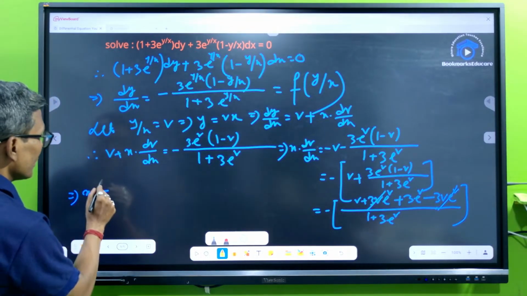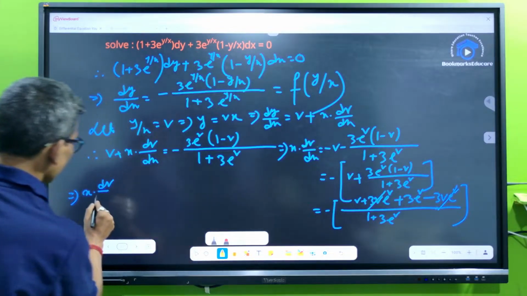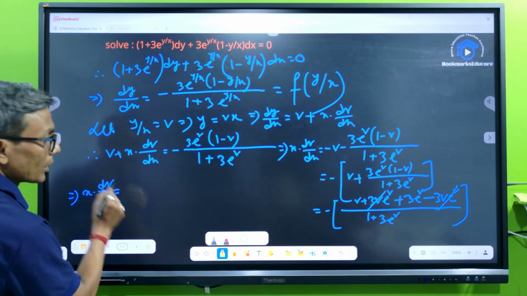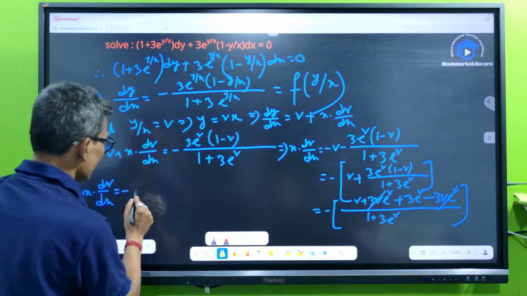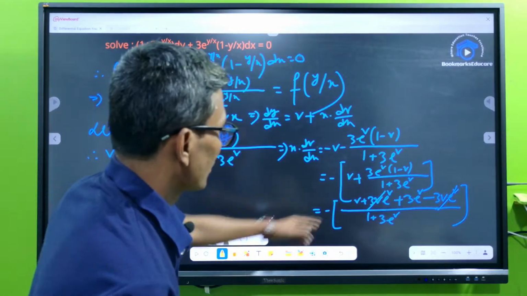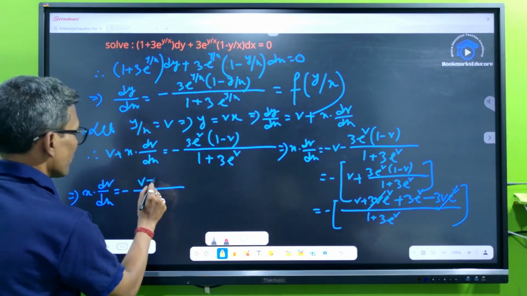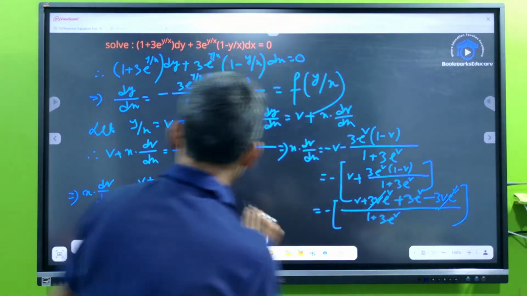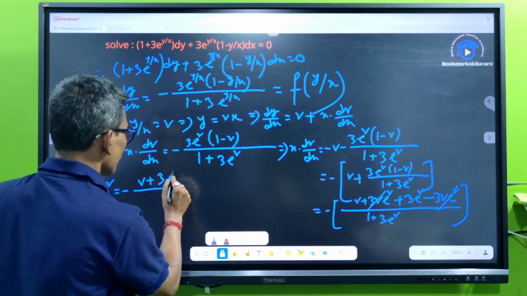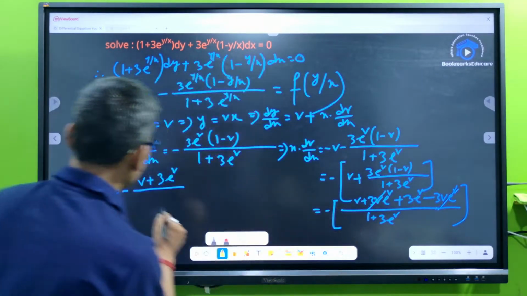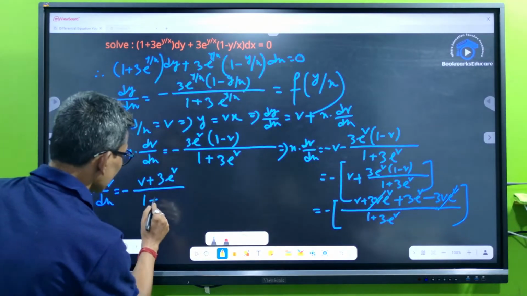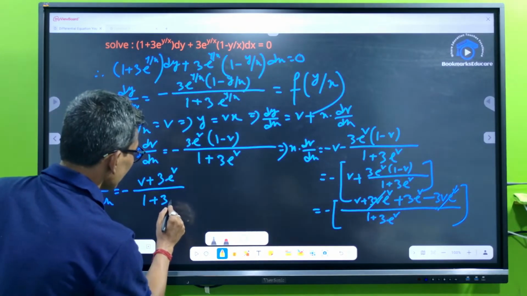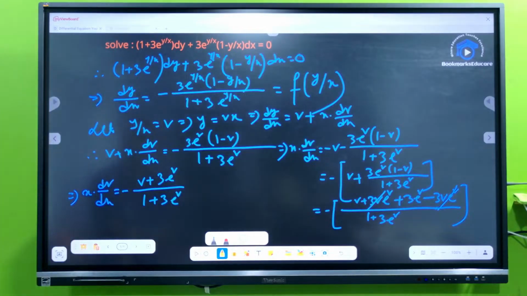x into dv by dx is equal to minus (v plus e to the power v) by (1 plus e to the power v).